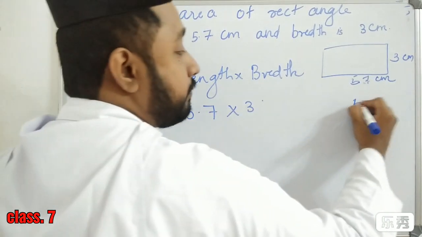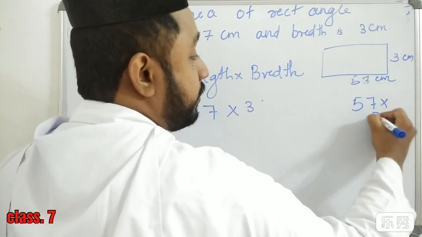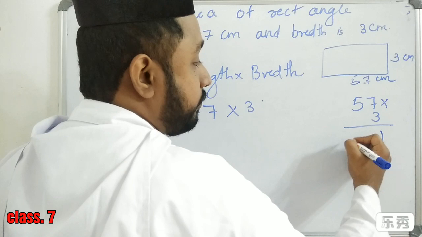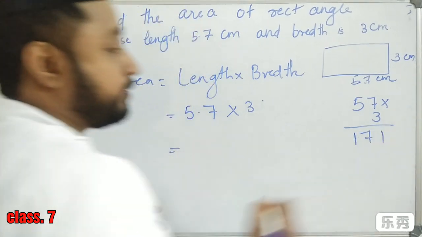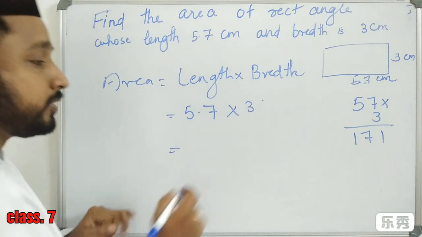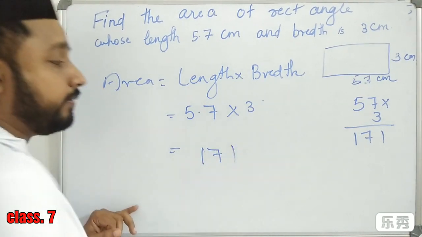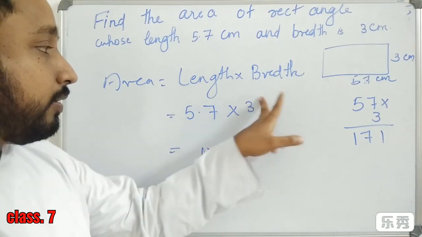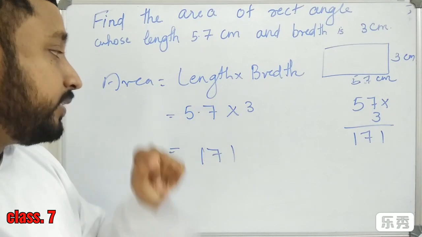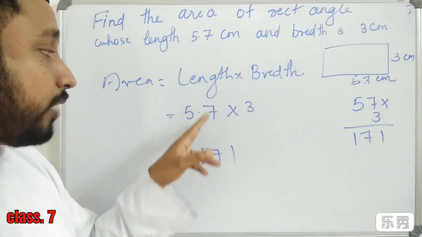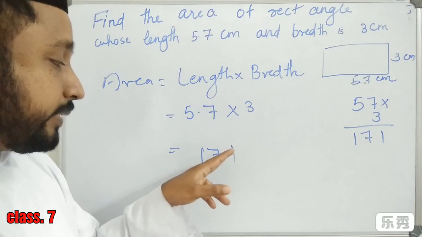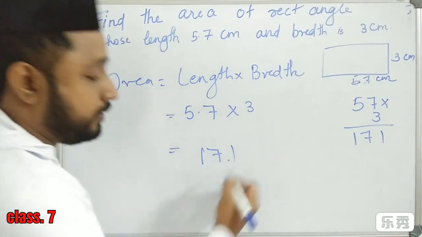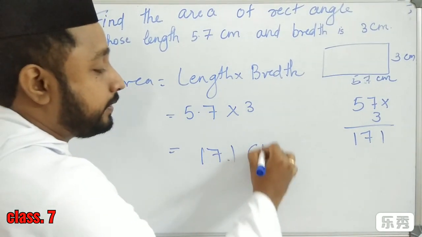Our rule is, without the decimal point we multiply. 57 into 3: 7 into 3, 21. 5 into 3, 15, plus 2, 17. So 171. So we got 5.7 into 3 equal to 171. Look here: after the decimal point only 1 digit, and here no other digits. So in the answer also you have to place the decimal point so that after it there is 1 digit. So we place it here. That is 17.1 centimeter square.